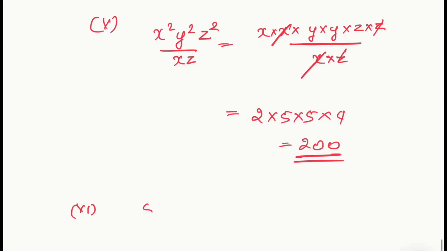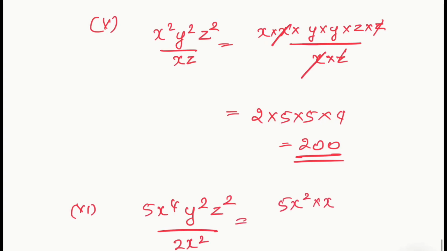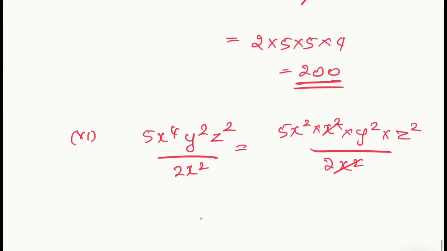Sixth one, 5x to the power of 4 y square z square by 2x square. So how do you do it? Again, 5, x to the power of 4 can be written as x square into x square. Y square into z square by 2x square. So one of the x square I can cancel here.